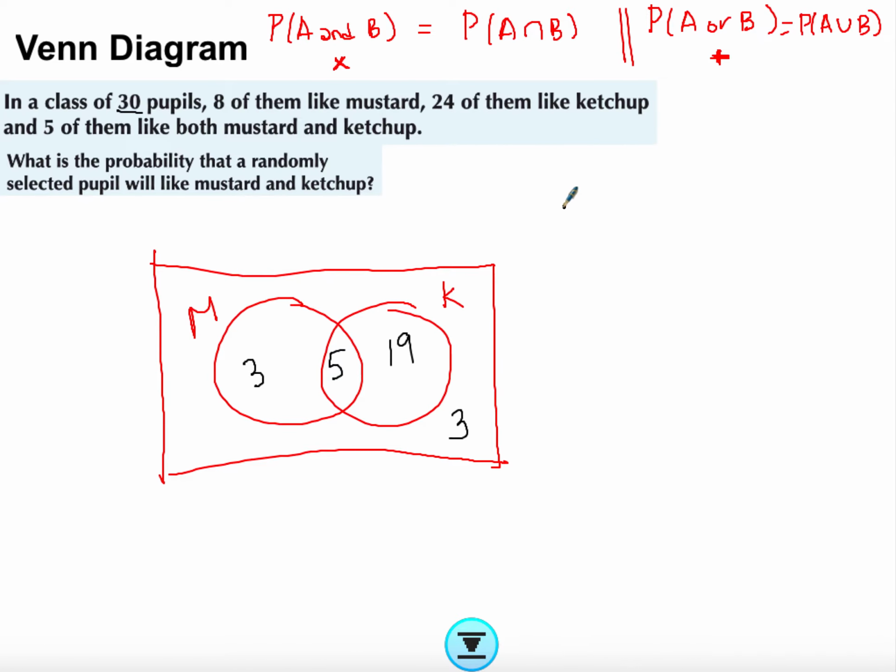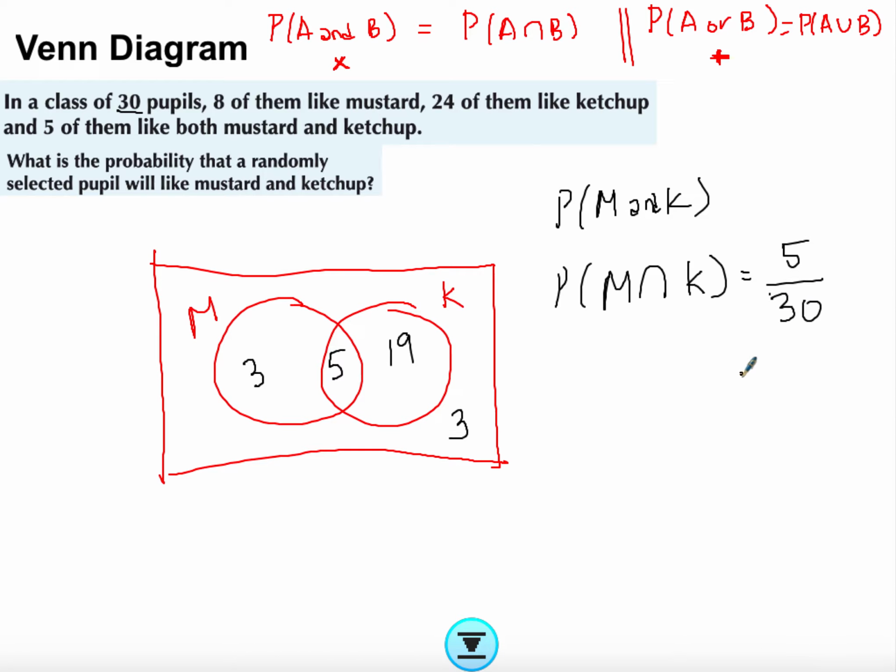Now, if I want the probability that a randomly selected pupil will like mustard and ketchup, I'm looking at the probability of mustard and ketchup, so the intersection. So it's 5, but you need to remember that it's a probability, so it's 5 out of how many total pupils? 30, which is 1 over 6. So just to be aware, take this as a precaution: you still need to divide by the total. Quite an easy example here.